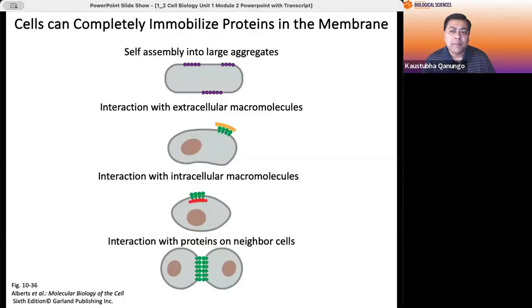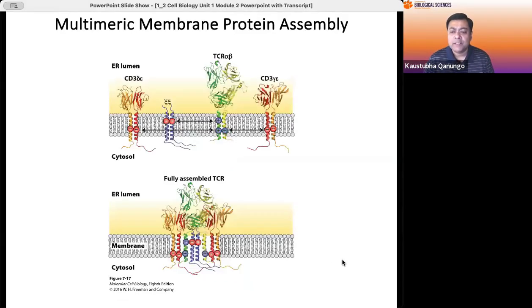So these are some of the other mechanisms by which the cells can immobilize proteins. I don't think there is much to explain; these are very self-explanatory. And here what is being shown is how a multimeric assembly is formed. This is a T cell receptor, and you can see that you have 1, 2, 3, 4, 5, 6, 7, 8 polypeptide chains. So 8 proteins come together to form this T cell receptor. All of these are separated and transported into the membrane as transmembrane proteins. And then they find each other and form this multimeric assembly in the membrane.